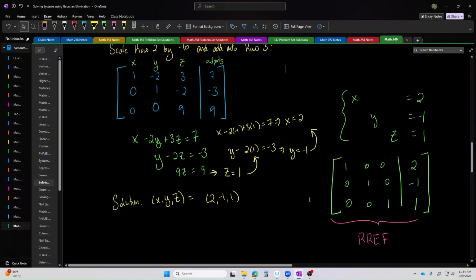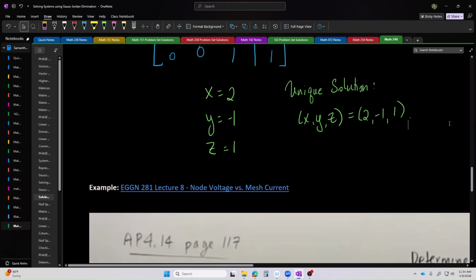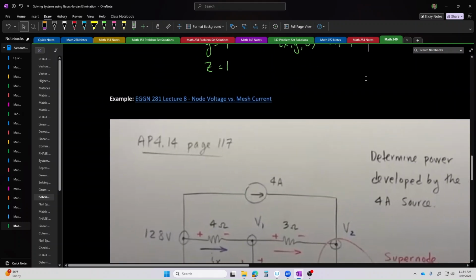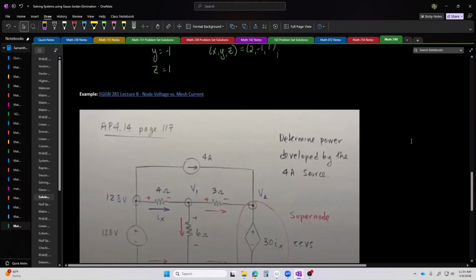So no matter which method we use, if we execute the method correctly, we should be getting exactly the same solution set in any case. So just for a more authentic example of this process in action, I was on YouTube the other day and I'm watching a video series from a sophomore level electrical engineering circuits class.